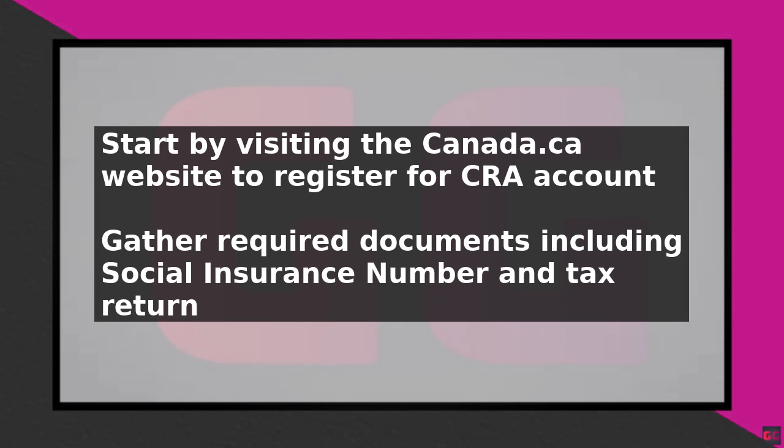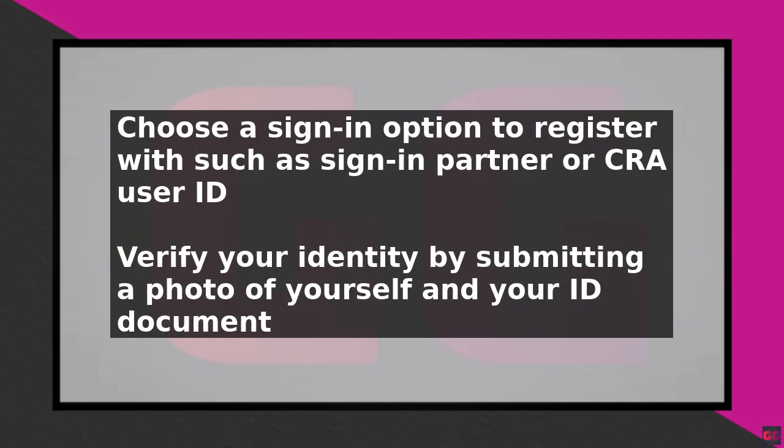Before beginning, ensure you have the required documents, including your social insurance number, date of birth, and amounts reported on your most recent tax return. For faster access, you will need a mobile device with a working camera and one of the following: a Canadian passport, a Canadian driver's license, or a provincial or territorial photo ID card.